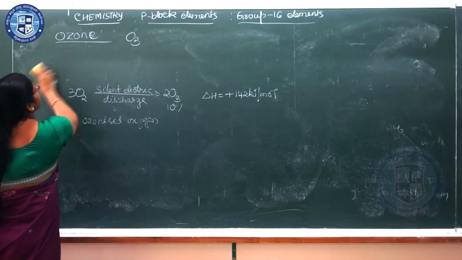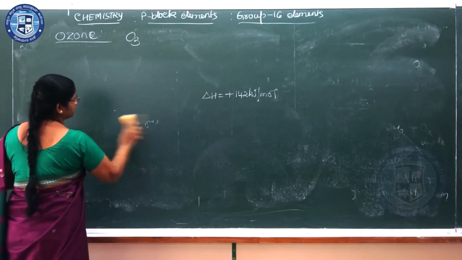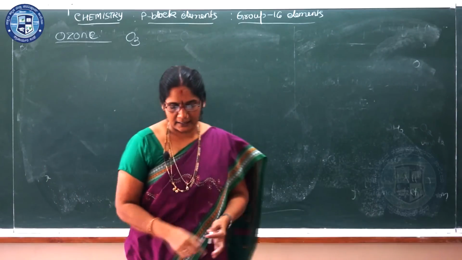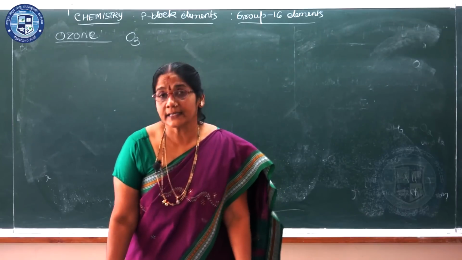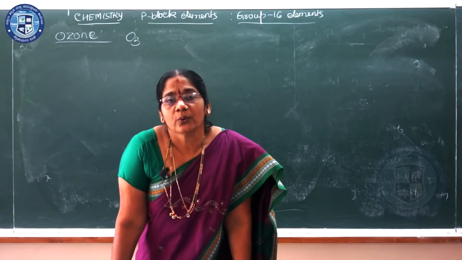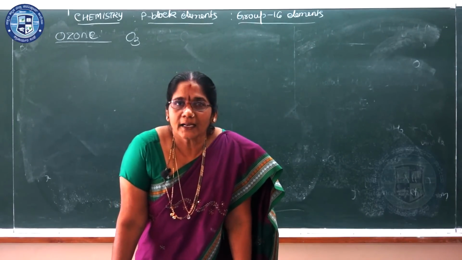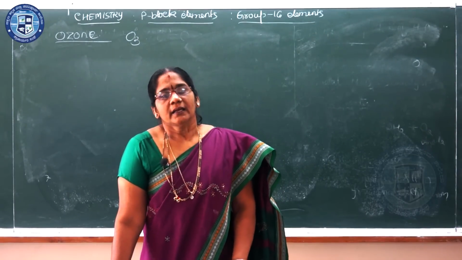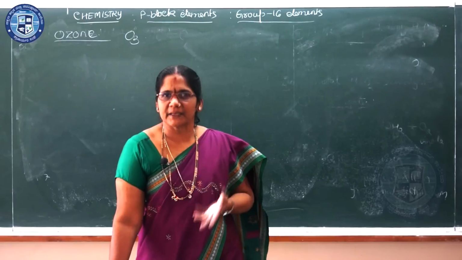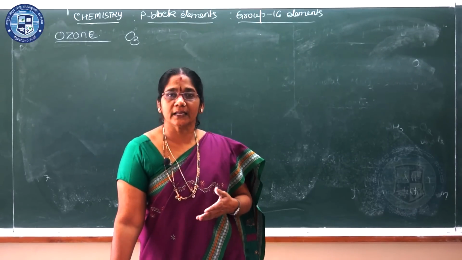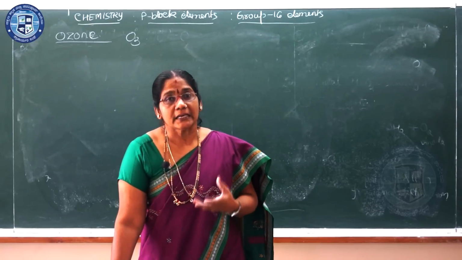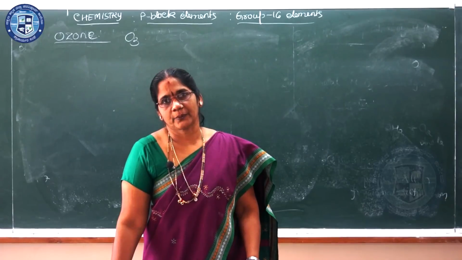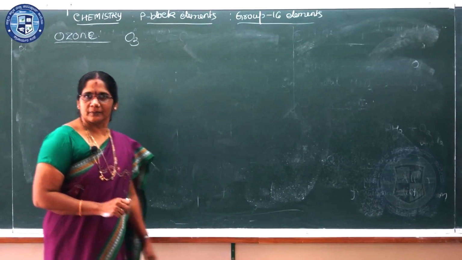Next, coming to the properties of ozone. It is a colorless gas, a dark blue liquid and a violet black solid. In small concentrations it has a pleasant smell, but when the concentration increases more than 100 ppm, it is quite dangerous. It causes headache, nausea, etc.